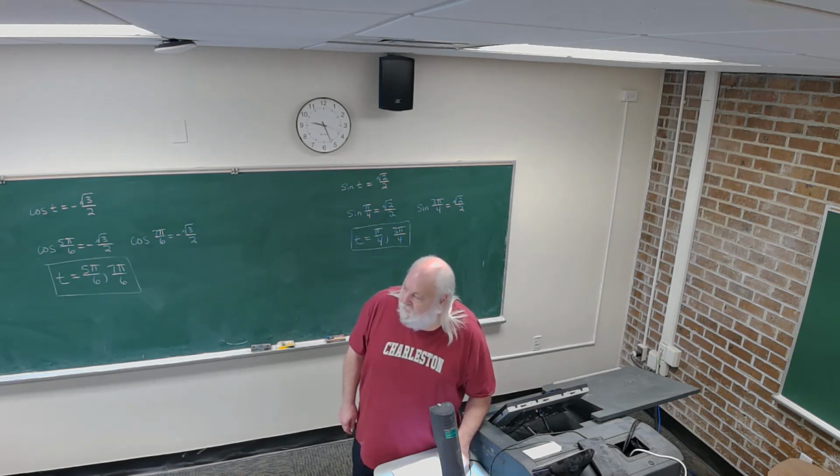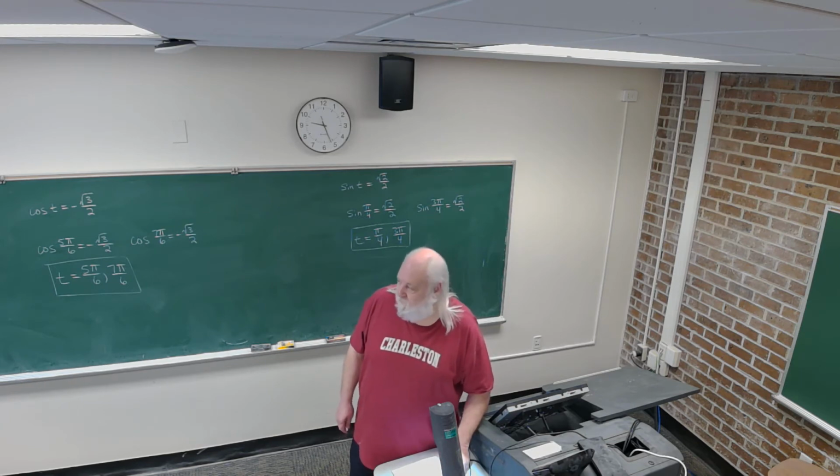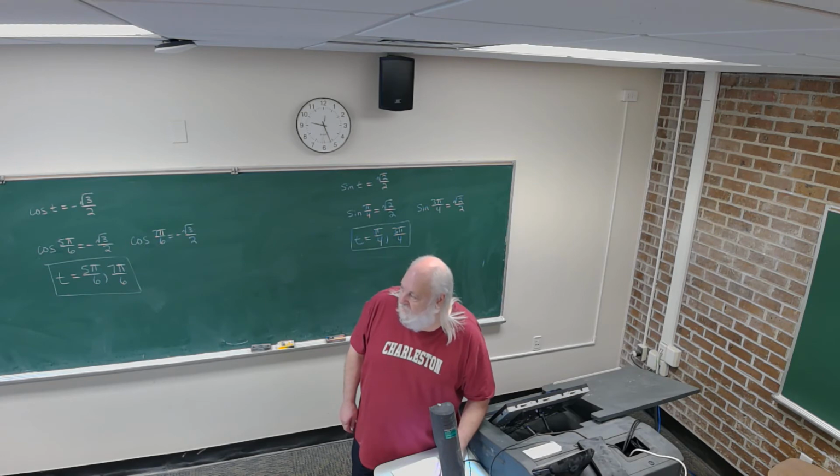X is an input, the angle that goes into the sine function, and y is the numerical value that comes out of it. So we're going to graph the function f of x equals sine x. This is its equation. Remember, y values and function values are the same thing. So y is equal to sine x. X is the input angle. Y is the output value.